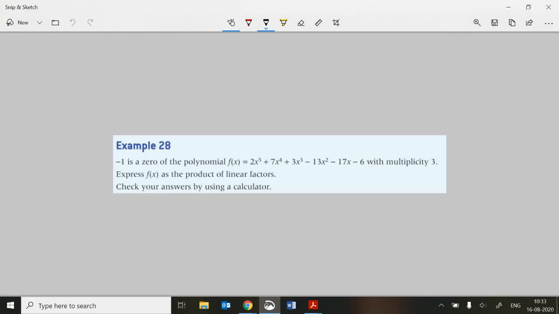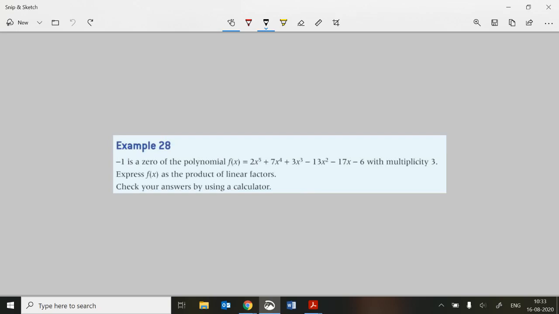And so this one is saying -1 is a 0 of this polynomial with multiplicity 3. And it says express f of x as the product of linear factors. Okay, well, check it out. This one is huge. We've got to think about dividing this many times in order to get down to a quadratic that we would know quite easily how to factorize.